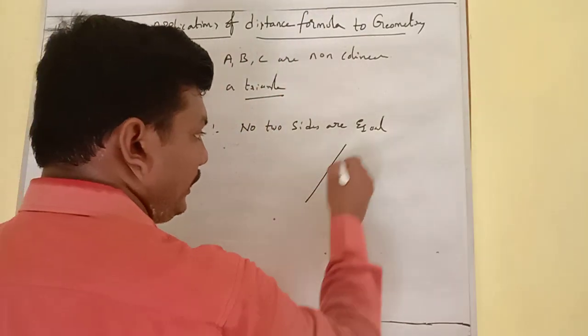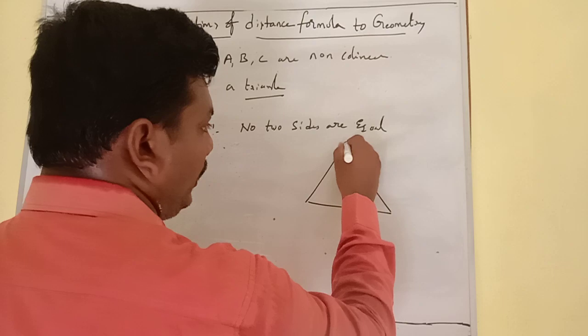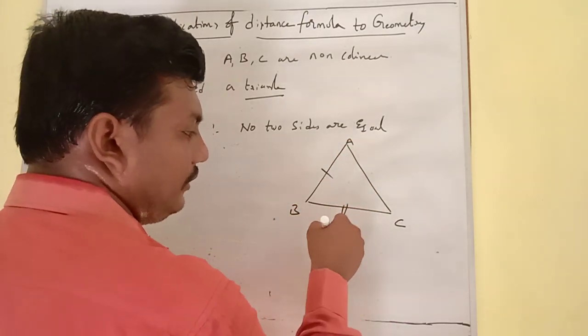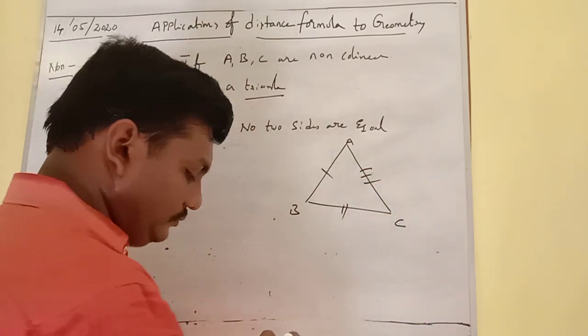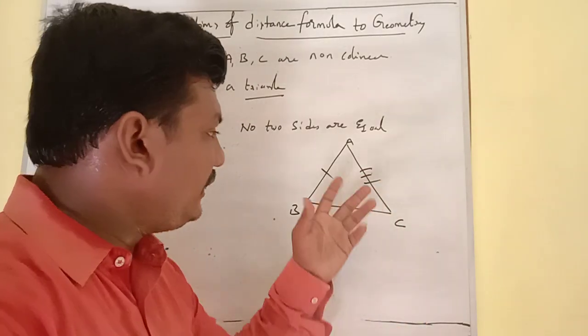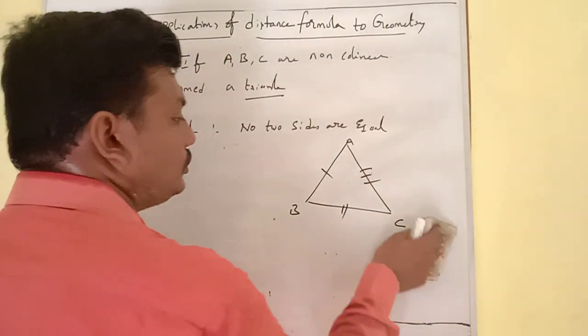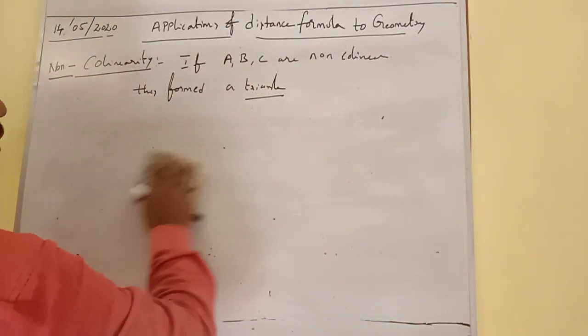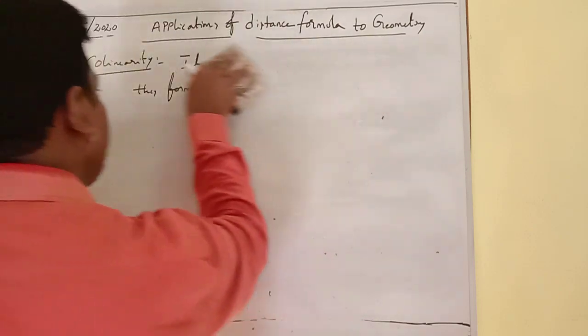That means if you take any triangle ABC, this side is different from this side and this side is different from this side. So that is no two sides are equal. The distance of any two sides should not be equal. That is called a scalene triangle.